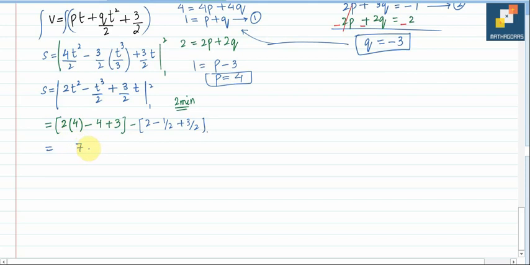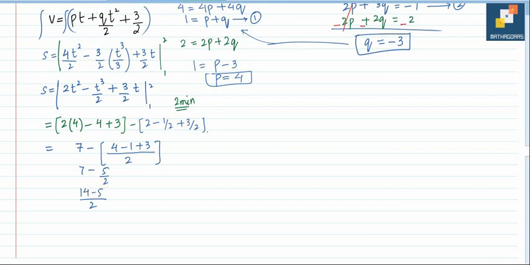So 7 minus, inside the bracket you can solve. So first we need to take LCM here. So that will be 4 minus 1 plus 3. 4 minus 1, it's 2, 2 plus 3, it's 5. So 5 upon 2 and 7 minus, taking LCM, it will be 14 minus 5. And there is one mistake, that this is not 5. 4 minus 1, 3, 3 plus 3, 6 divided by 2. Alright? So when you simplify, you will get 7 minus 3, which is equal to 4, and that is your final answer.